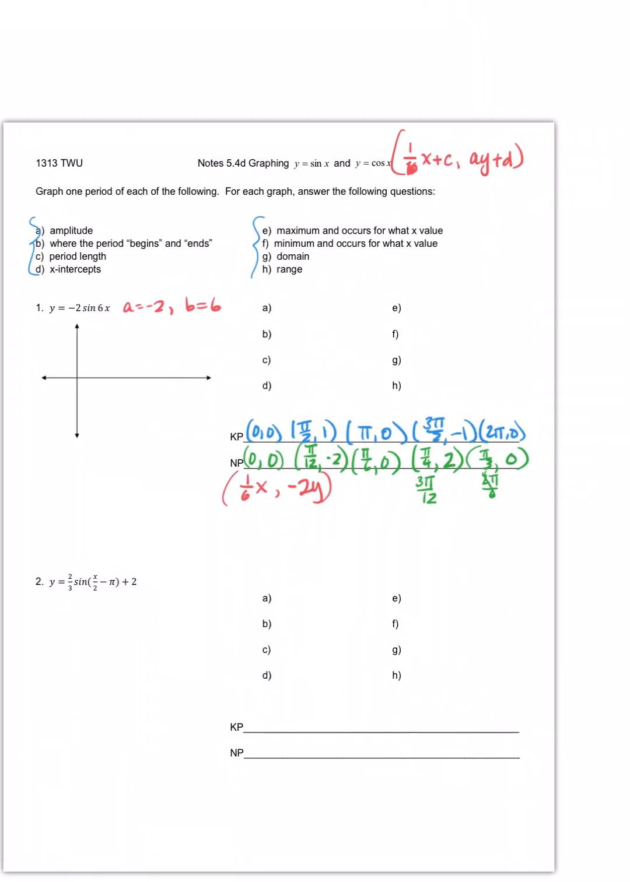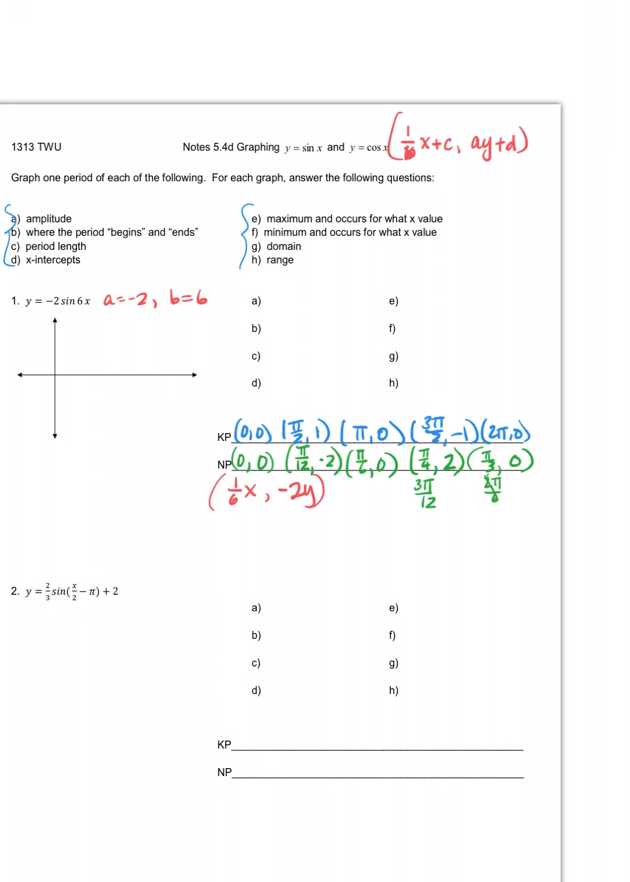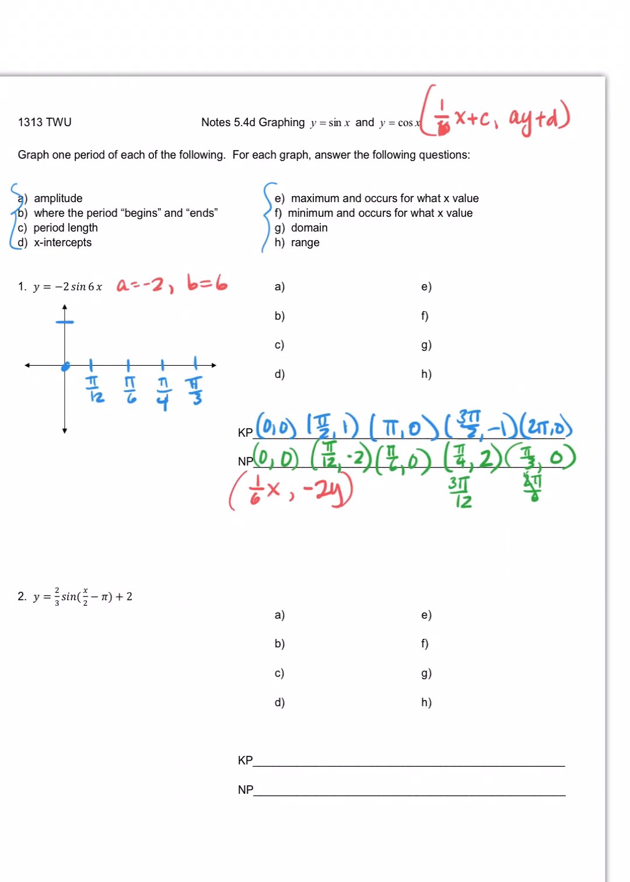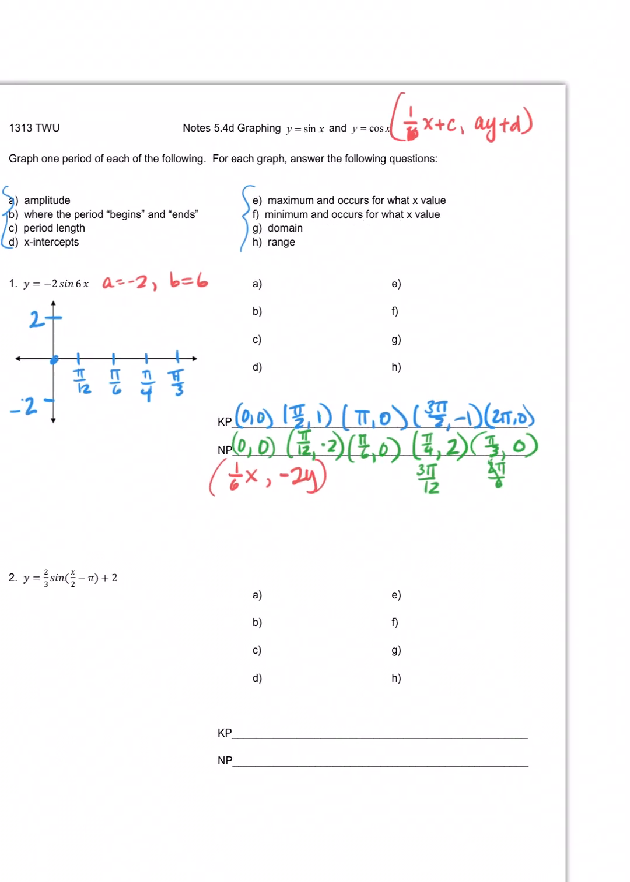All right, so if we put our points in here, let's graph this. Our x values are 0, pi over 12, pi over 6, pi over 4, and pi over 3. Okay, and our y values go from 1 to negative 1. Oh, that's not true. They go negative 2 to positive 2, don't they? Because this has an amplitude of 2. My goodness. Okay, so now let's plot our points.